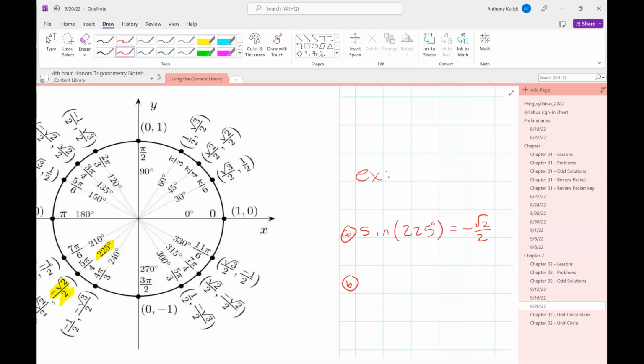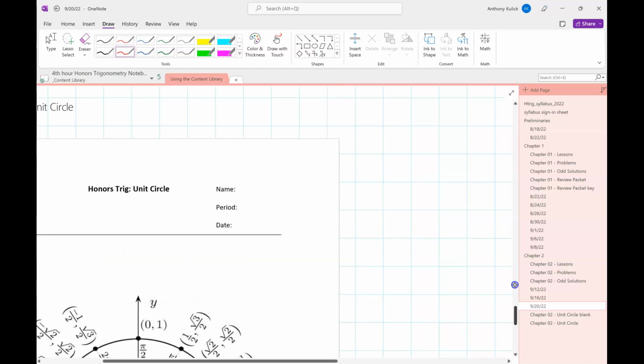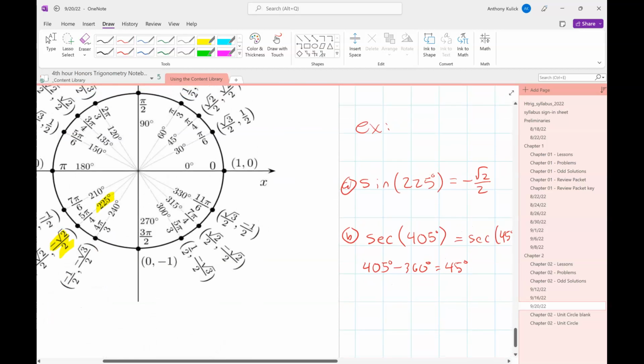So what if I wanted to do, say, secant of 405? Well, Mr. Kulik, 405 is definitely not on the unit circle. You're right, but is it coterminal to something on the unit circle? So that should be the same as secant of 45.